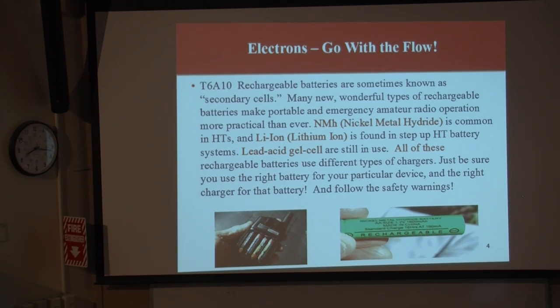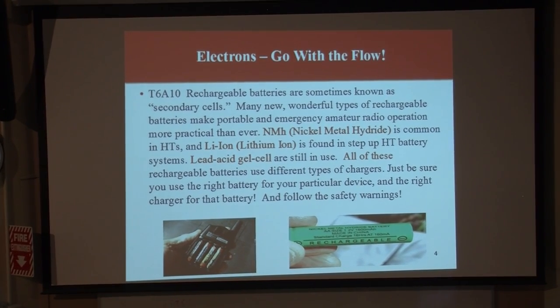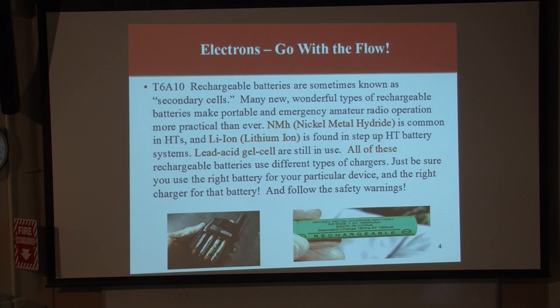Rechargeable batteries are sometimes known as secondary cells. Many new wonderful types of rechargeable batteries make portable and emergency amateur radio operation more practical than ever. NiCad and nickel metal hydride are commonly used in HTs, and in a lot of stuff now. Lithium ion is found in step-up HT battery systems. Lead acid gel cells are still used. They're good for backup power. All of these rechargeable batteries use different types of chargers. Be sure to use the right battery for your particular device and the right charger for that battery. Always follow safety warnings. It's important to make sure you use the right charger.